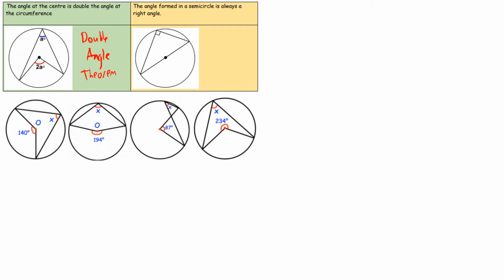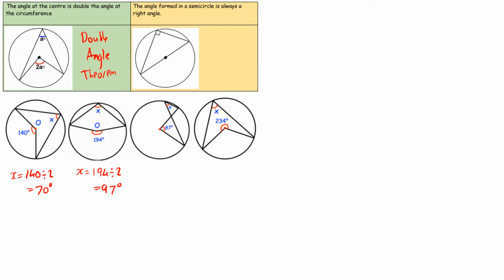Okay, so for the first one, we've got our double angle at the center, that's 140. We want to get our angle at the outside, so x is simply half of 140. It's 70 degrees. Second one, exactly the same thing. Even though it doesn't have that arrowhead shape, that is still definitely angle at the center, which is 194. So angle on the circumference will be half of that, which is 97 degrees.